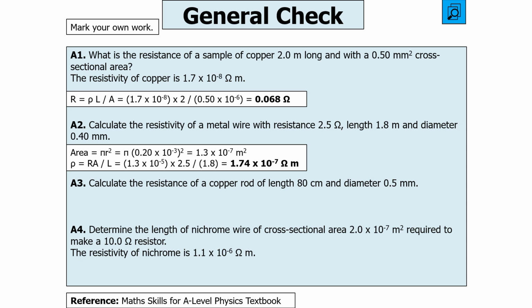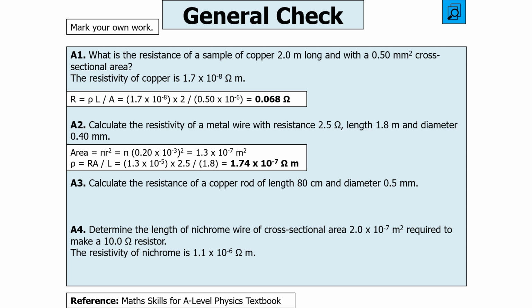The next question is we're working out the area again, but remember we're given the diameter, so we half that to find the radius, and we convert those millimeters into meters to work out our area. We pop into the equation and we get 1.74 times 10 to the minus 7 ohm meters.